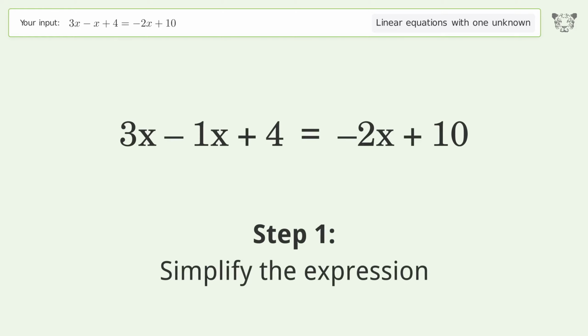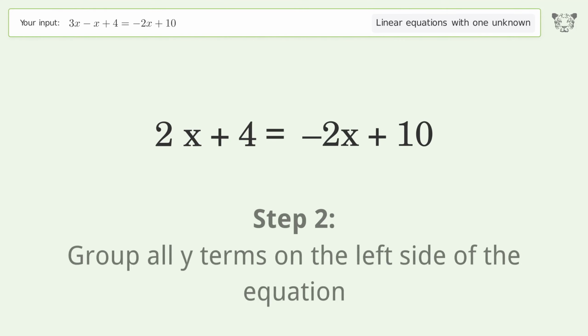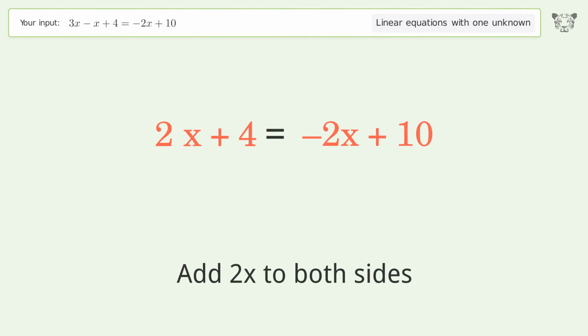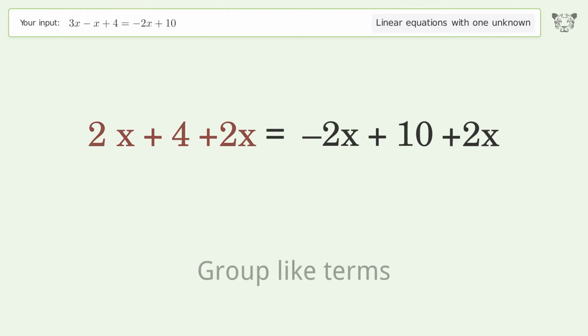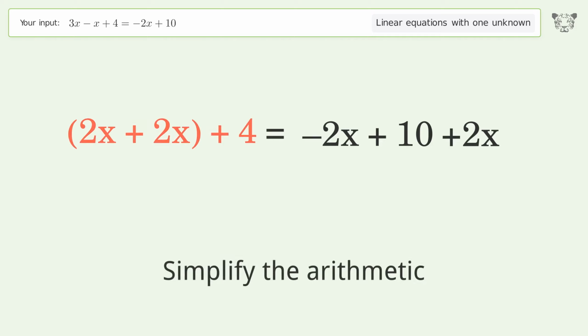Simplify the expression. Simplify the arithmetic. Group all y terms on the left side of the equation. Add 2x to both sides. Group like terms. Simplify the arithmetic.